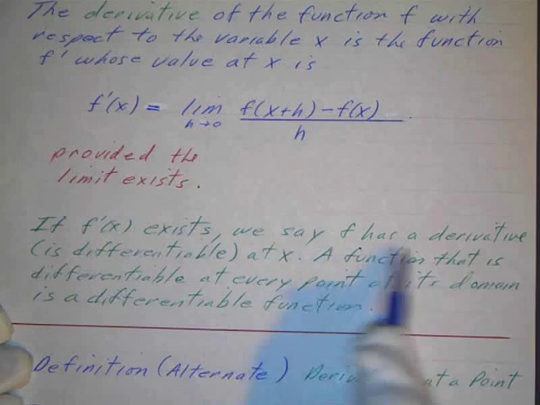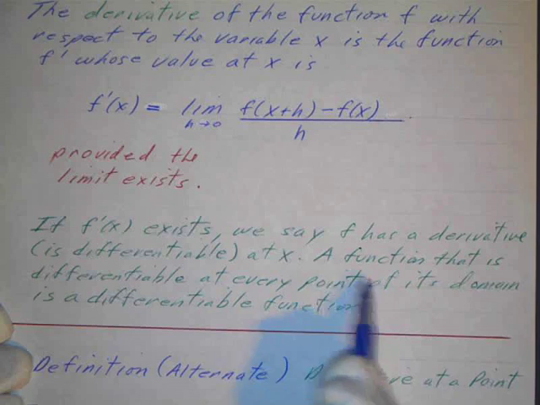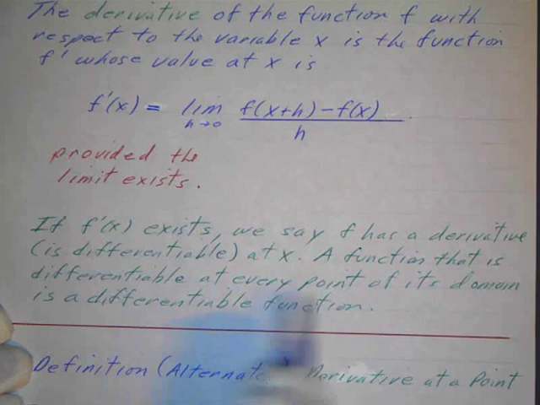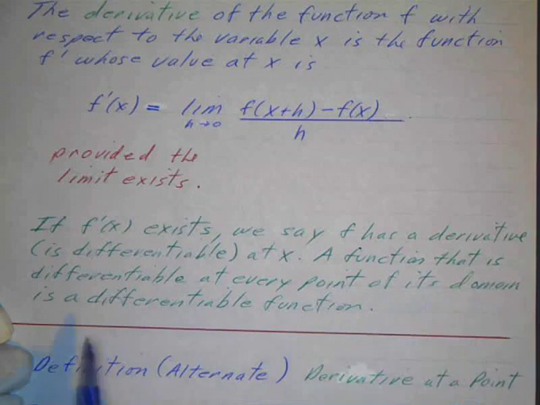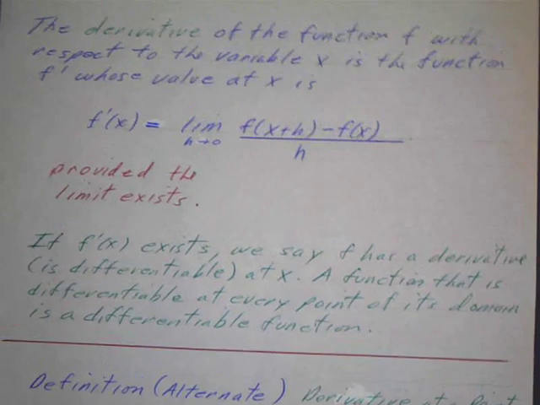And then we've got some details over here. If f prime exists, we say that f has a derivative, or f is differentiable at x, and a function that is differentiable at every point of its domain is a differentiable function. And this is in your book, so you can take a look at it.